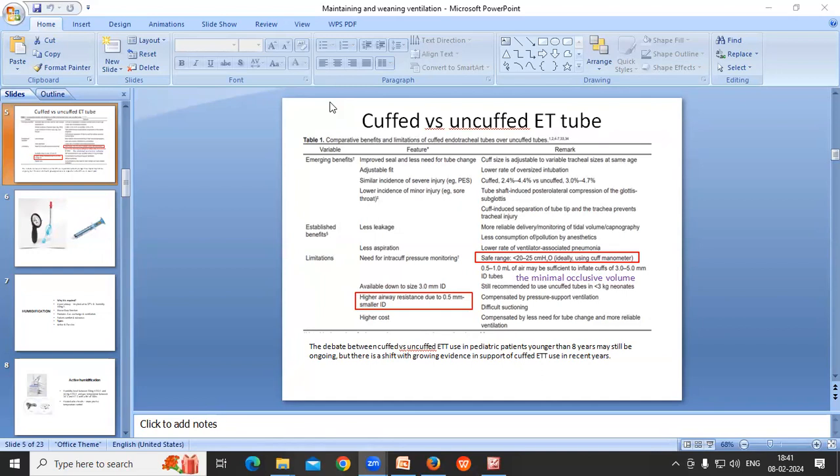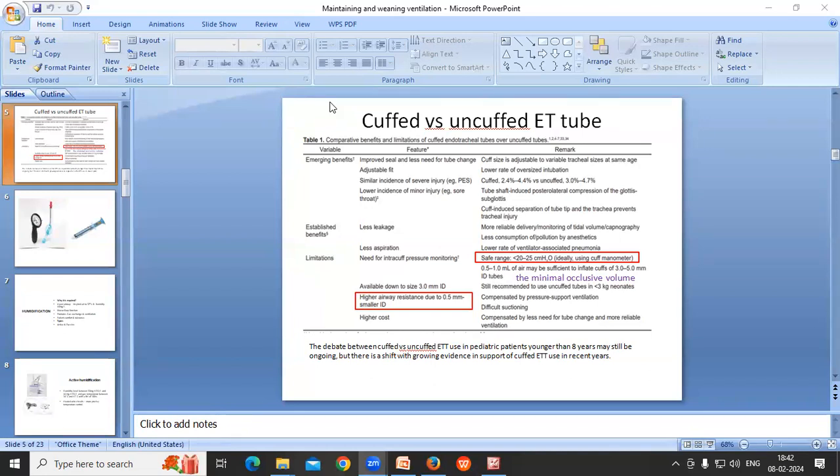The minimal amount of volume needed to bring the volume graph to the baseline is the minimal occlusive volume. You can even accept a 10% leak, no problem, to be on the safer side. Is it clear? Any confusion here? Put on volume control, start inflating the cuff by 0.5, 0.5, and watch for the graph touching the baseline. Once it touches the baseline, that is the minimal volume needed, the minimal occlusive volume. You can even accept a little leak to be on the safer side.